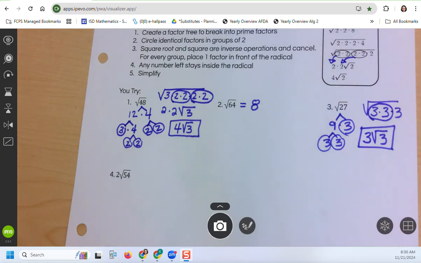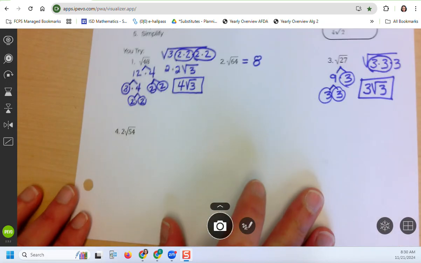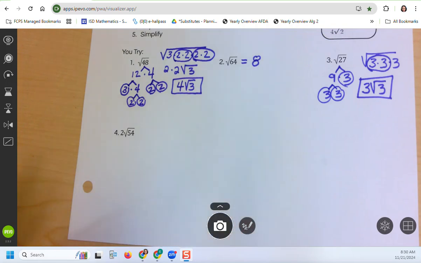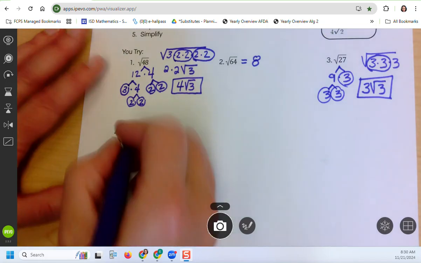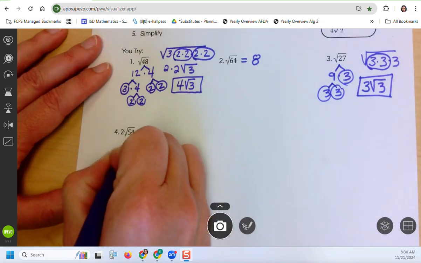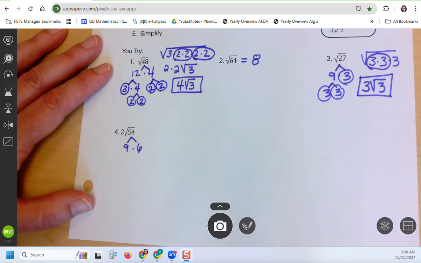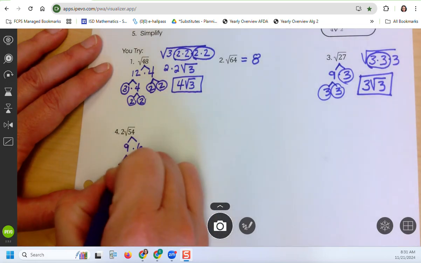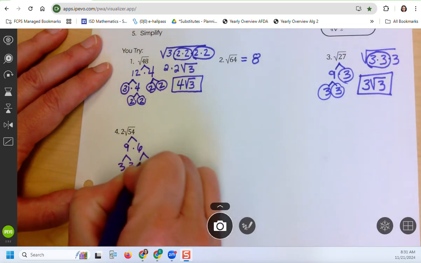All right, number 4. What are 2 numbers that multiply to make 54? Could be 2 and 27. What else did you guys use? 9 and 6? Yeah. So you can use either of those. It's up to you. I'll do the 9 and the 6. And then that's going to give me 3 and 3 and 3 and 2.